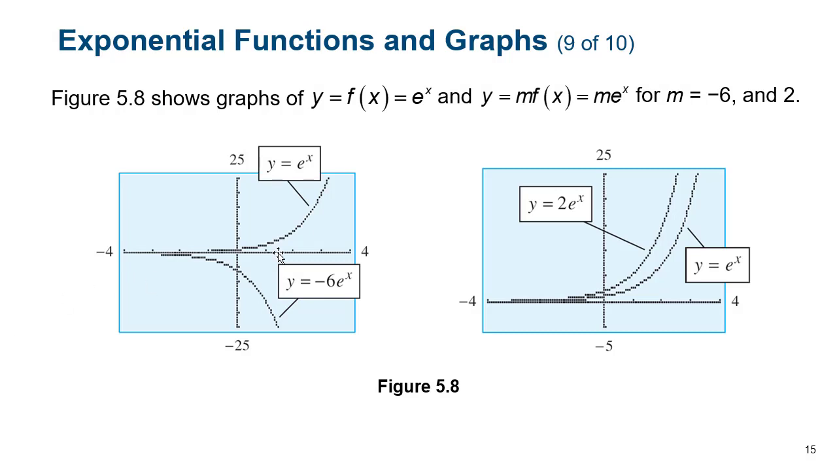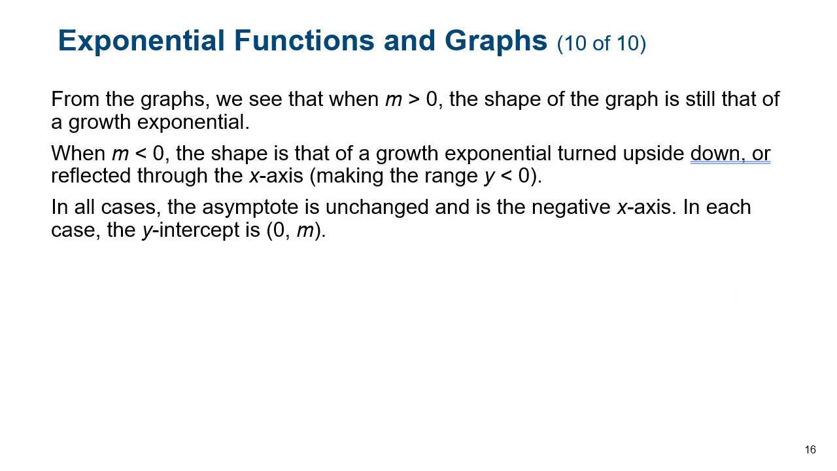So we start with e to the x, we slap a -6 in front of it, it flips it vertically, and it makes it grow faster because of the 6. We start with e to the x, we just slap a 2 in front of it, it doesn't flip, it just makes it grow faster. Okay, so we can see what happens with that.